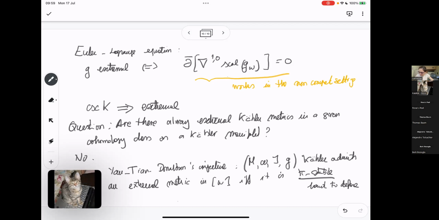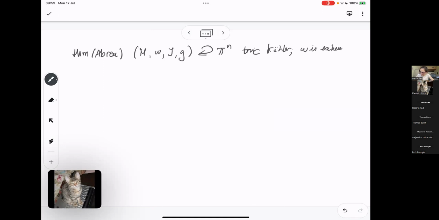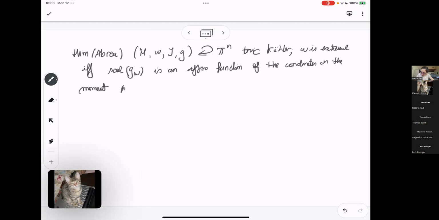Okay, so let me just finish with one quick theorem, which is the following. I'm going to do what I will be doing constantly. I'm going to ask, how does extremality play out in the toric setting? Suppose you have now not just any Kähler manifold, but a toric Kähler manifold. Then Abreu showed that omega is extremal if and only if its scalar curvature is an affine function of the coordinates on the moment polytope.